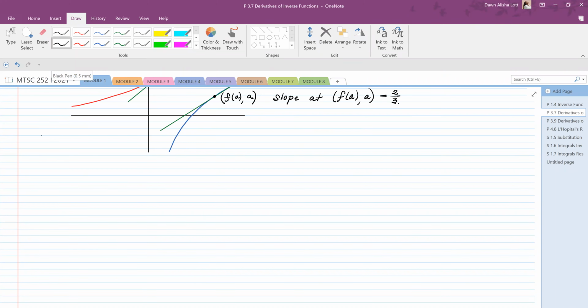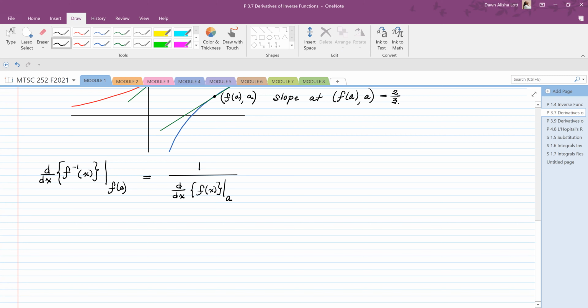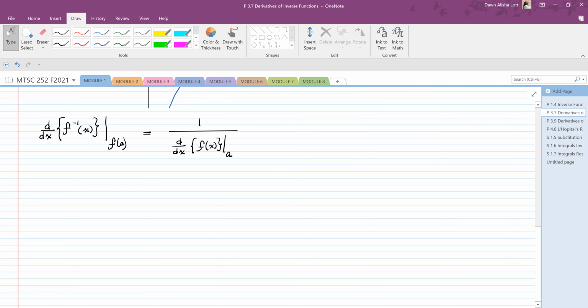The derivative with respect to x of f inverse of x evaluated at f of A is 1 over the derivative with respect to x of f of x evaluated at A. All right, so let's do this real easy.